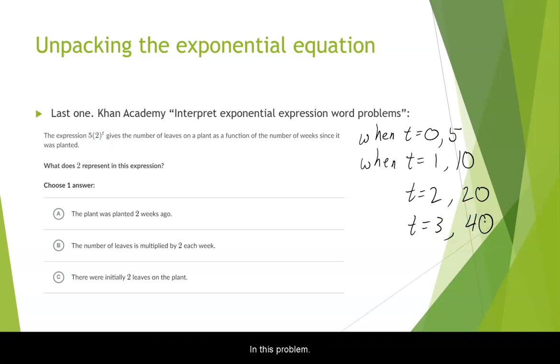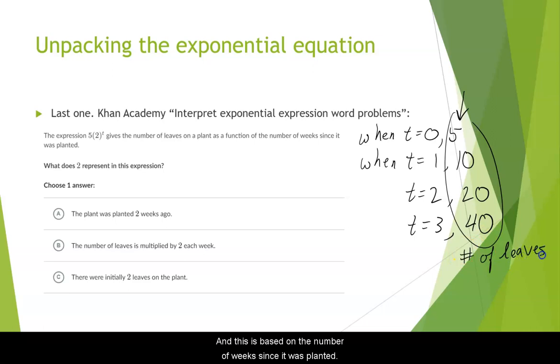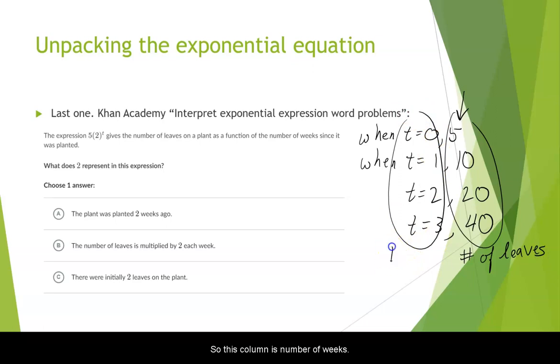So in this problem, this column is the number of leaves on a plant. And this is based on the number of weeks since it was planted. So this column is number of weeks. What does the 2 in this expression represent? 2 is not the number of weeks, so that's not option A. It's also not the number of leaves, so it's not option C.